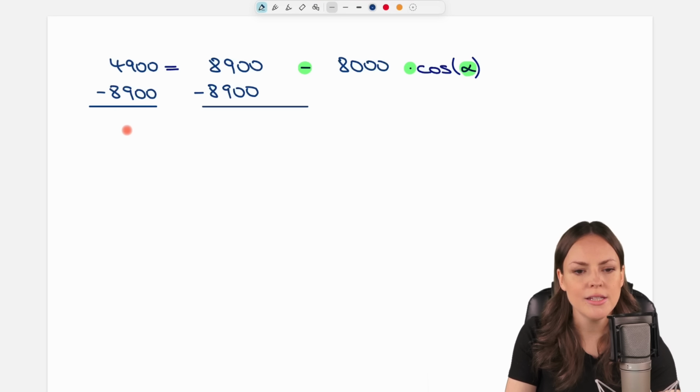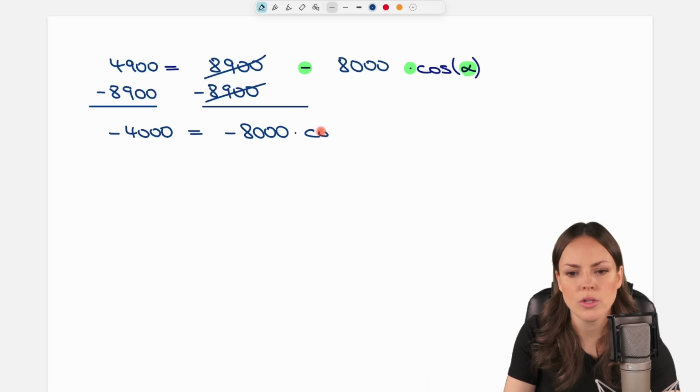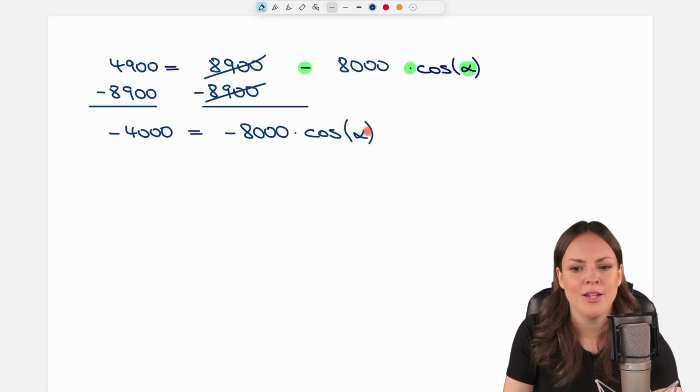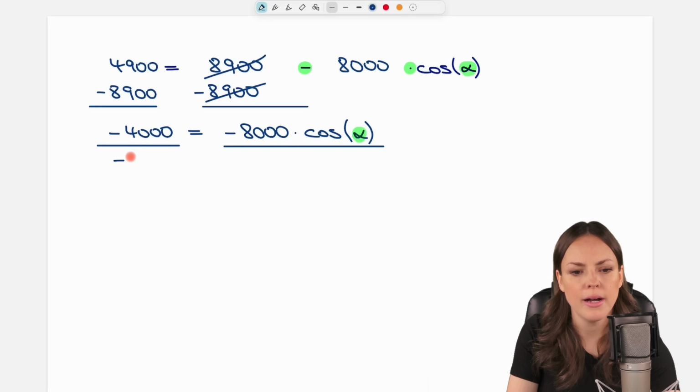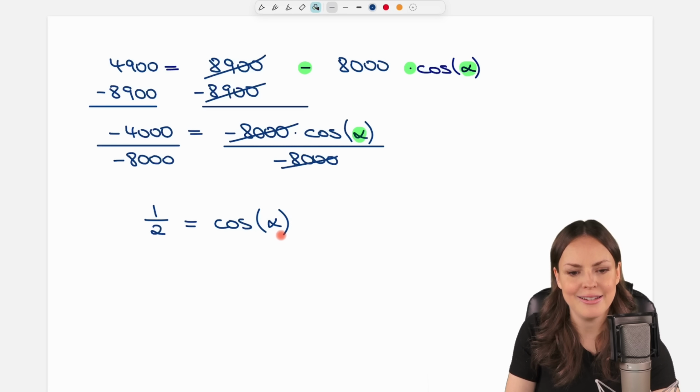If we subtract this, we get negative 4,000. This here cancels out, and then we have negative 8,000 times the cosine of alpha. To solve for alpha, we have to get rid of the negative 8,000 now, so we have to divide both sides of the equation by negative 8,000 here and here as well. If we calculate this, we get 1/2 on this side. This cancels out, and only the cosine of alpha is left.